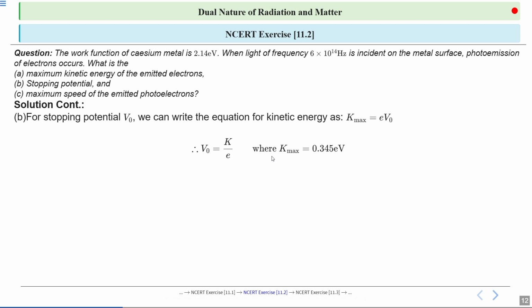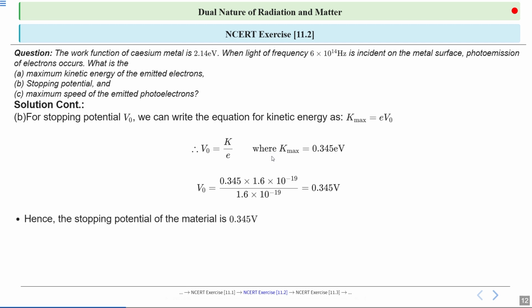So we have V naught equal to Kmax by e, where Kmax is equal to 0.345 electron volt. Let's substitute the values into the equation. V naught is equal to 0.345 into 1.6 into 10 raised to the power minus 19 divided by 1.6 into 10 raised to the power minus 19. Solving this, you will get 0.345 volt. So the stopping potential for cesium in this case is 0.345 volts. This means we need at least this much voltage to stop the fastest photoelectrons emitted from the surface.